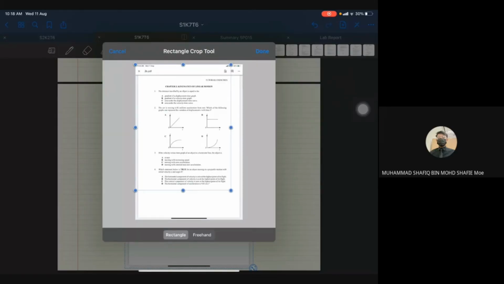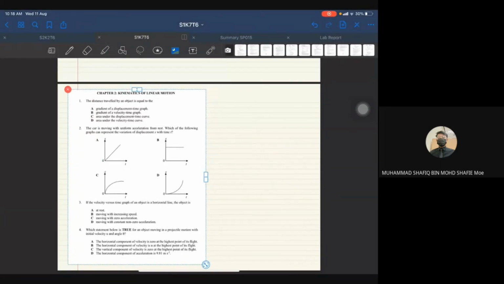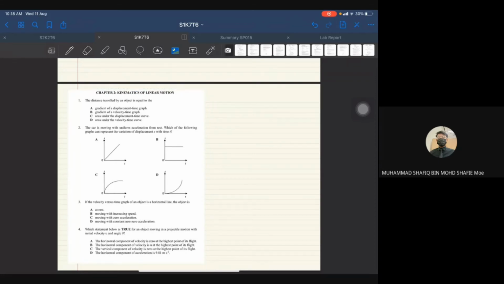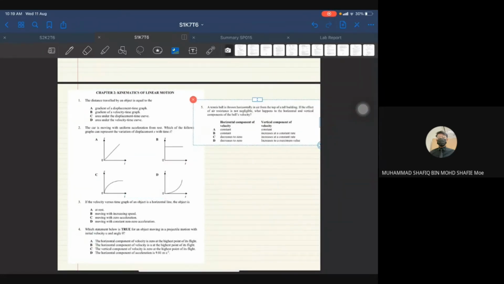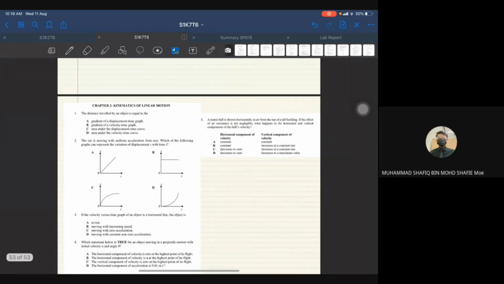Okay, we're gonna start to discuss with the objective question first. Kita go through je. So, tak ada masalah kot, senang je. Okay, lepas ni kamu kelas straight ke apa? Sir. Oh ya. Yeah. Okay.